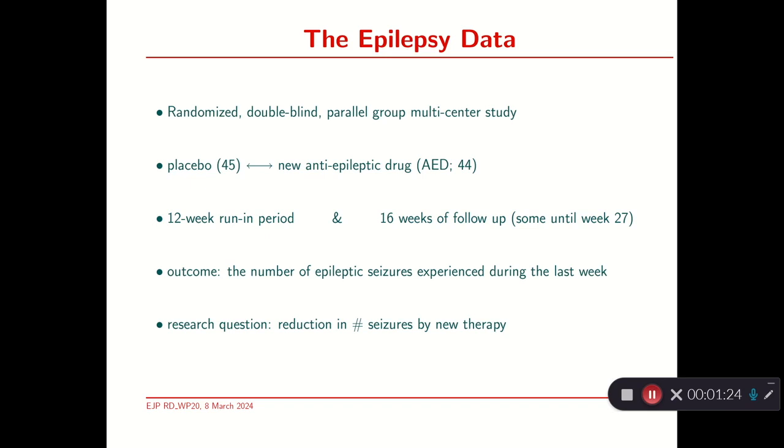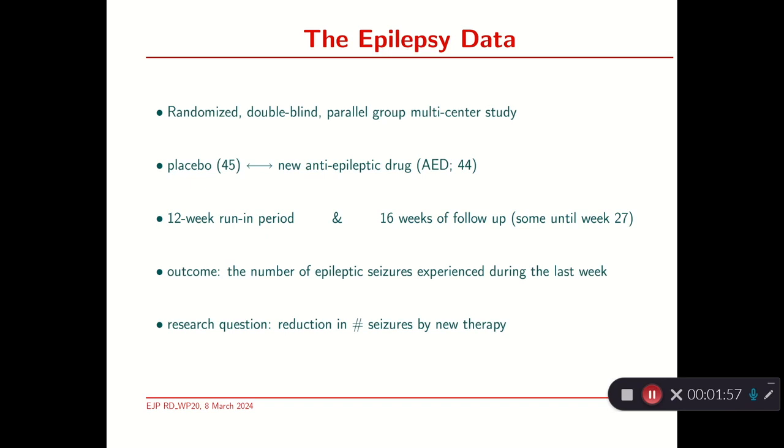And to get us started, I would like to discuss the epilepsy study, which is a classical clinical trial, 45 placebo patients, which basically means people who get standard treatment, and then patients in the active arm who on top of that get a new anti-epileptic drug. So roughly 90 patients that are followed after a run-in period for 60 weeks into the primary follow-up. Some go beyond that until week 27, but we will not spend too much time on that.